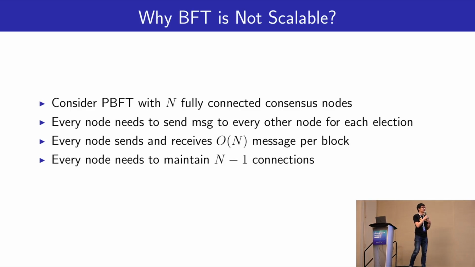The biggest problem in the BFT algorithm is the scalability in network size. The reason why BFT is not scalable is actually in the network part. If we consider the standard practical BFT algorithm with n fully connected consensus nodes, then for each run or election, every node needs to send a message to every other node in the system, so that each node will send and receive O(n) messages per block. And every node needs to maintain n-1, almost n connections to the other nodes, which is not acceptable when n is large, for example, a few hundred or probably 1,000.